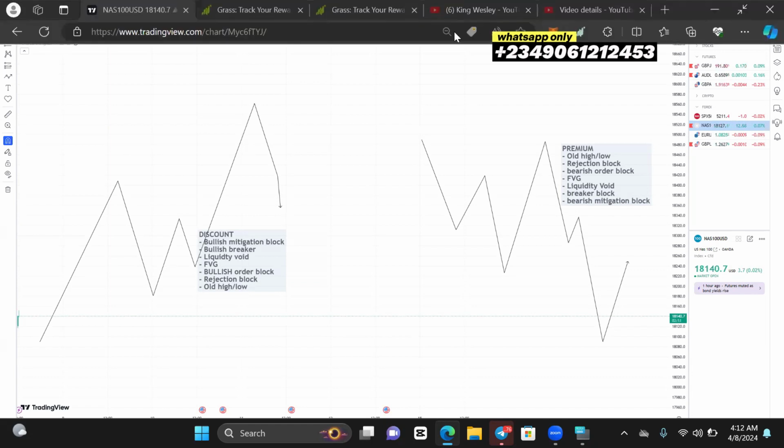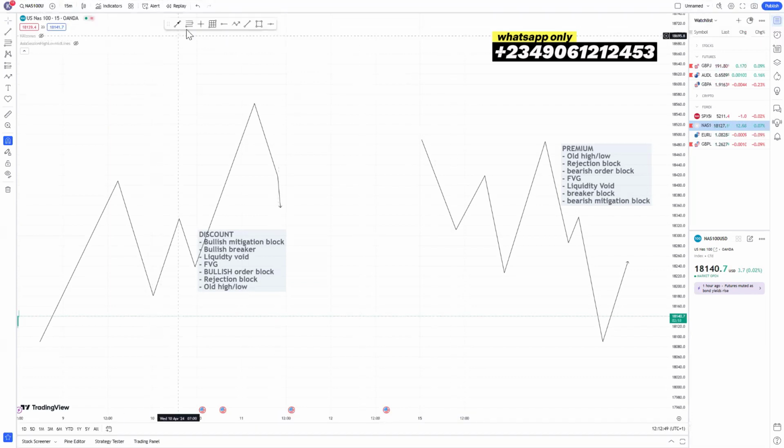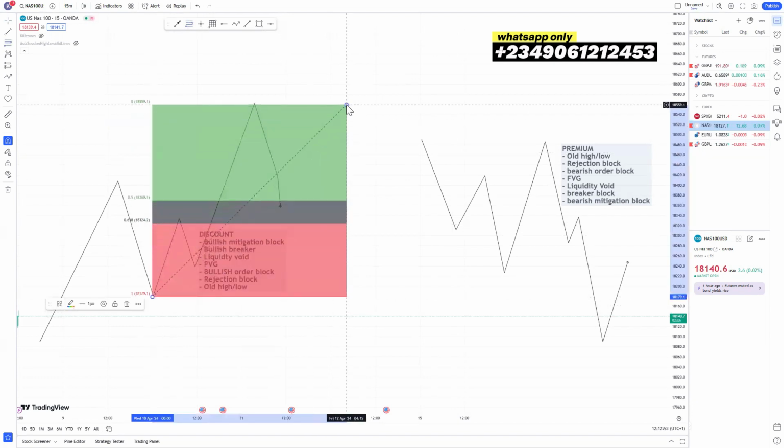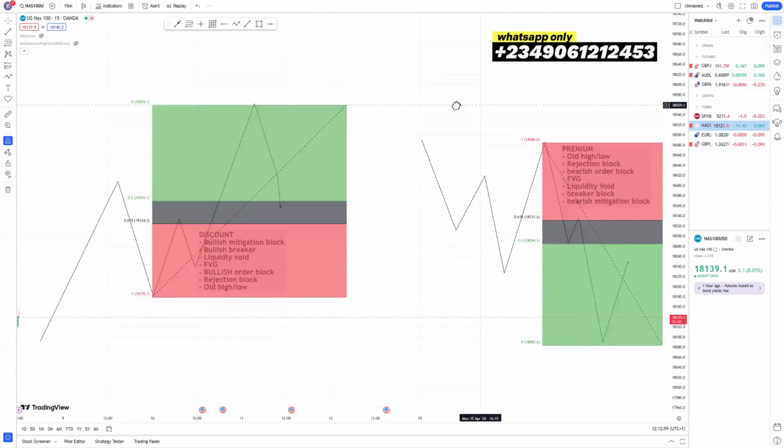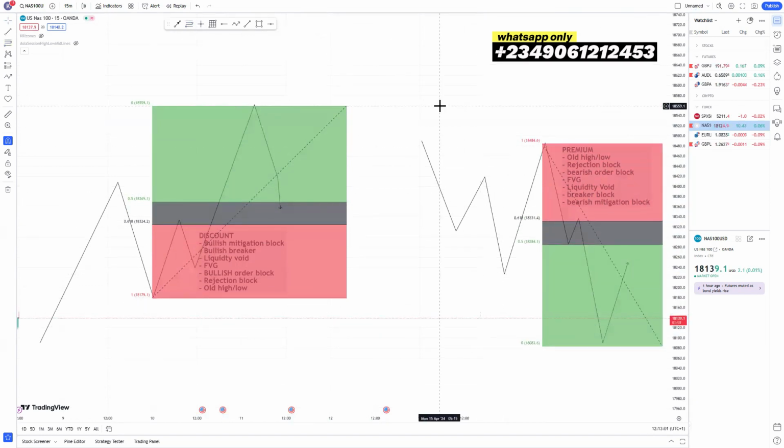All right, now look at what you have on the chart right now. I just need to add one more thing, and then this is it. All right, now if you look on my screen right now, I have two illustrations. One is bullish and the second one is bearish.